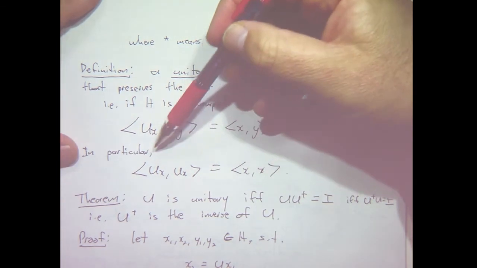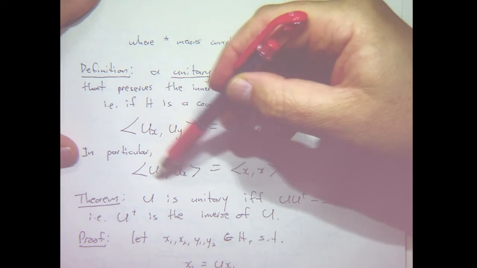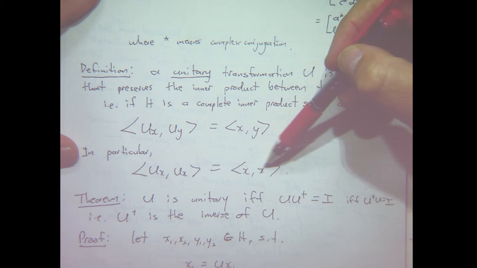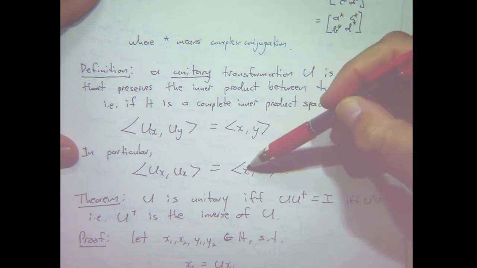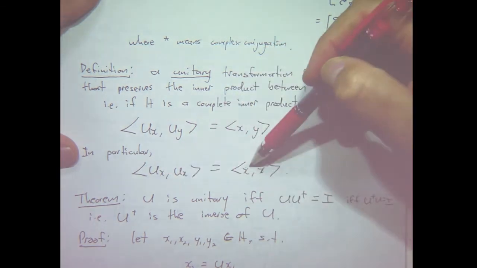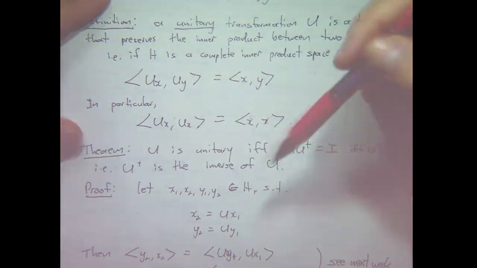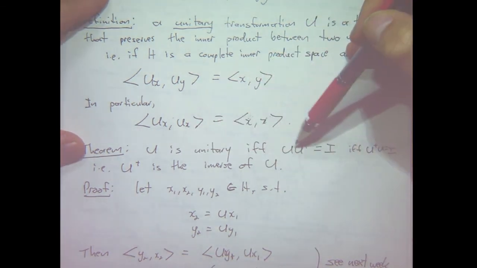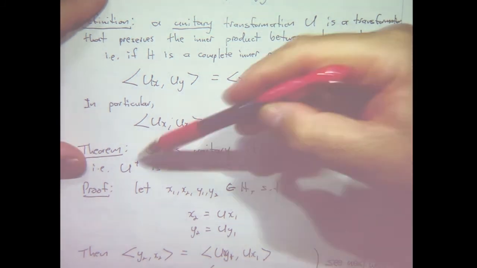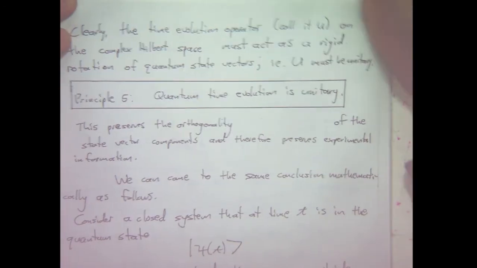In particular, if x and y are the same vector, then the inner product of the transformed vector with itself is equal to the inner product of the original vector. So that's saying that if you start off with a basis vector and you rotate it, if it's orthogonal here, then it's going to be orthogonal here. This is practically what we want. Theorem: U is unitary if and only if U dagger U equals I, in other words, U dagger is the inverse of U. I won't worry about the proof. You can read the proof if you want.